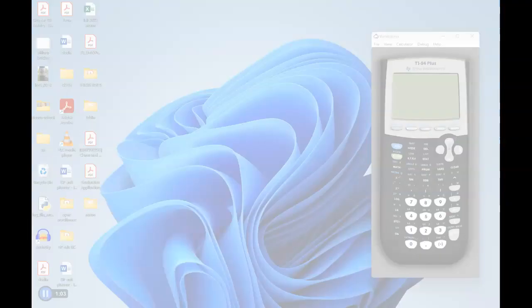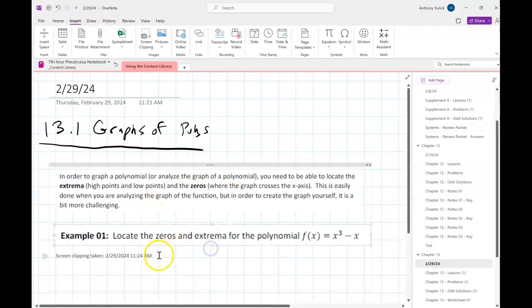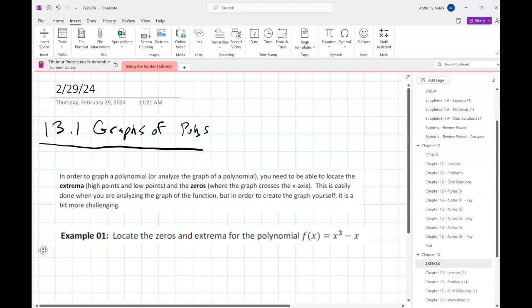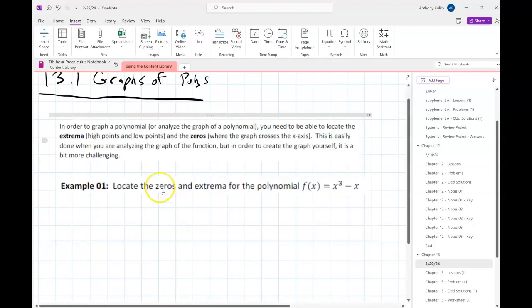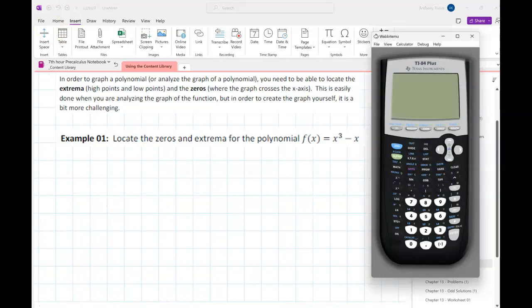So let's look at an example. Let's say we're asked to locate the zeros and the extrema for this function f of x equals x cubed minus x. To do this, I would use my calculator. If you have your calculator with you, I invite you to take it out right now. We'll follow along.